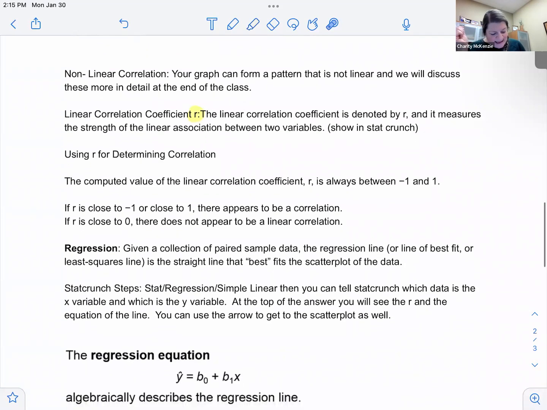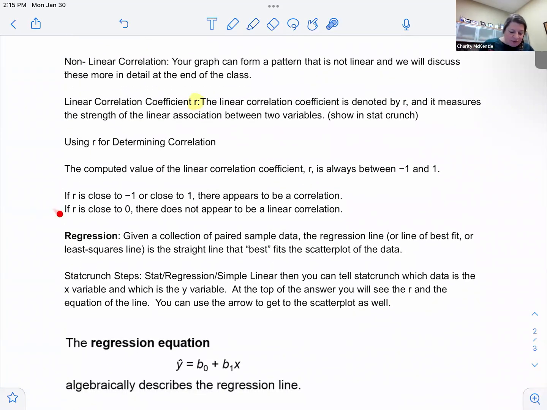Here's just for your notes: the closer R is to 1 or -1, the better the linear relationship is. Think of it like a percent. If you get 0.99, you're almost a 100% relationship. If you get 0.5, you're at 50% related. If you get a 0.02, you're at 2% related. Not very good.